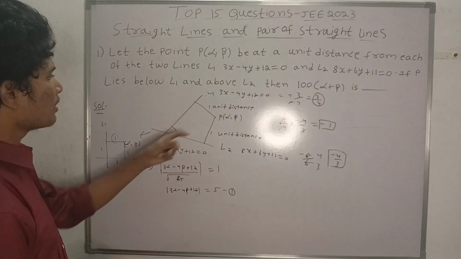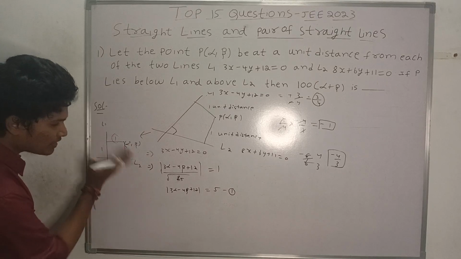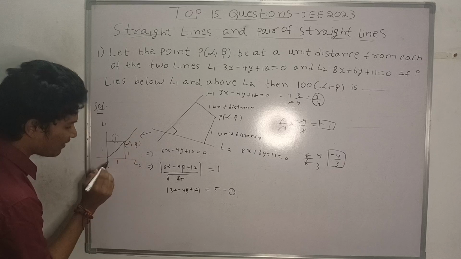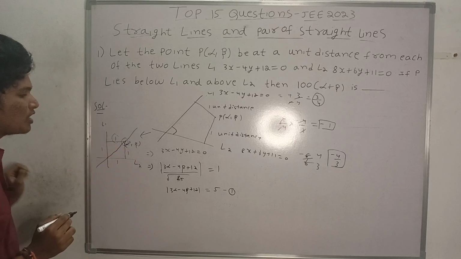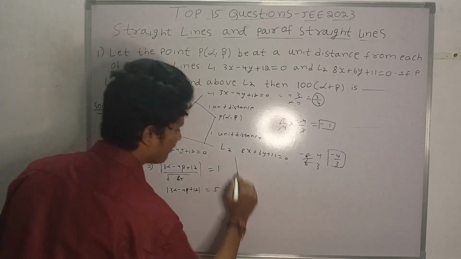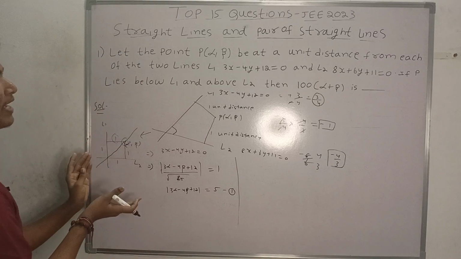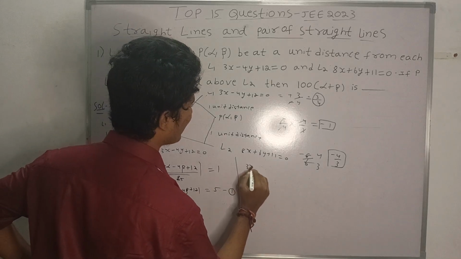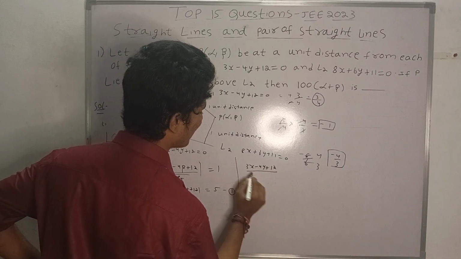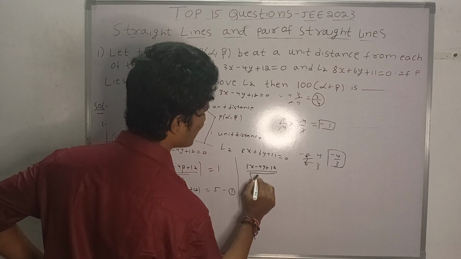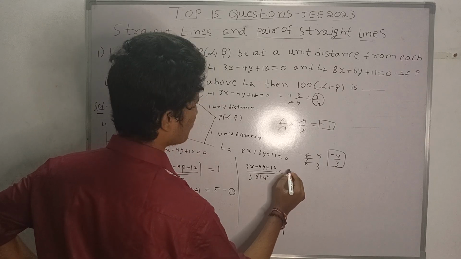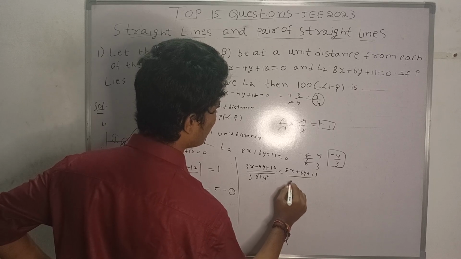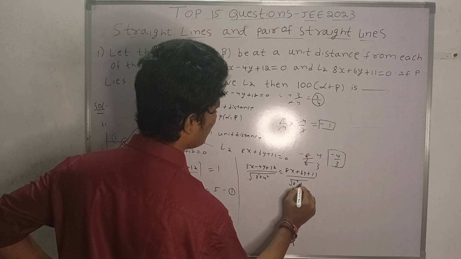And when you observe clearly these perpendicular lines, if I draw the angular bisector to this, it will definitely pass through the point alpha beta. So from this also you can find another equation. Now I am finding the angular bisector equations of the two lines, L1 and L2. So 3x minus 4y plus 12 divided by root of 3 square plus 4 square equals 8x plus 6y plus 11 divided by root of 8 square plus 6 square.